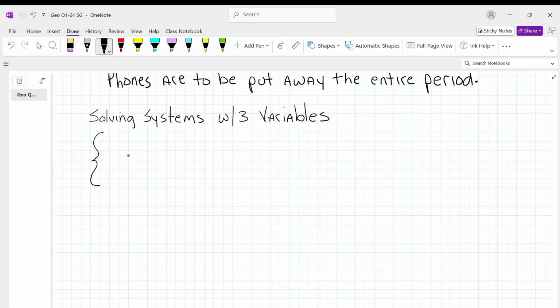We've got a 2x minus y plus z that's equal to 4. We've got an x plus 3y minus z that is equal to 11. And a 4x plus y minus z that is equal to 14.